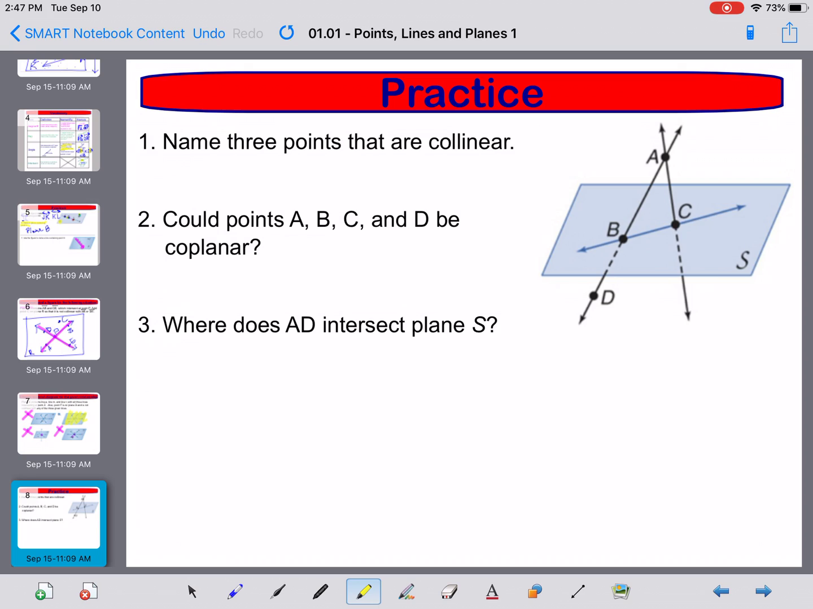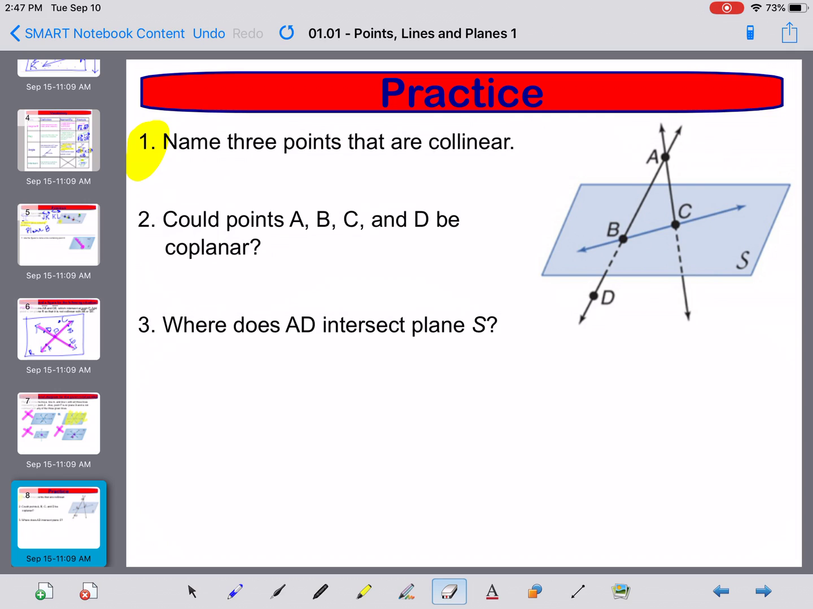Last little few here. We've got one or two left. Why don't you give this a shot again on number 1? Name 3 points that are collinear. There's only 3 that fit, and that's right there. Whatever combination, A, B, D, or D, B, A, however you want to say that, those 3 points work.